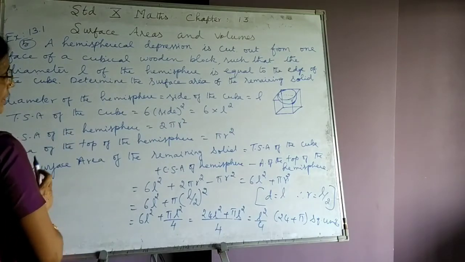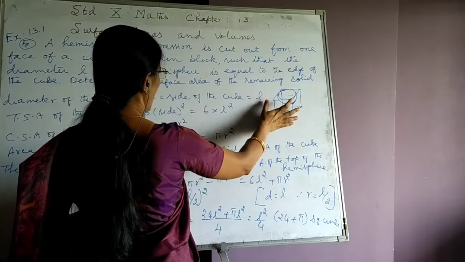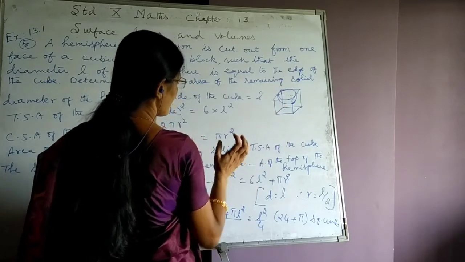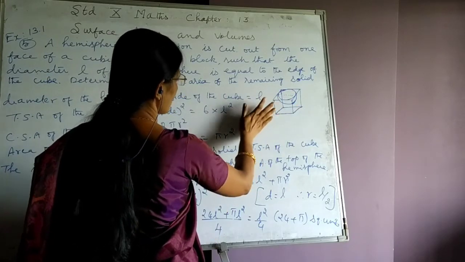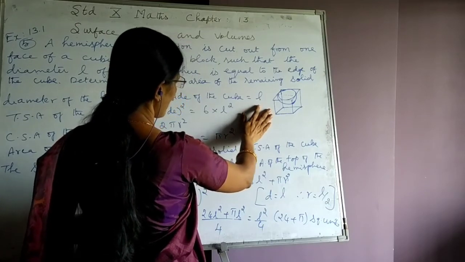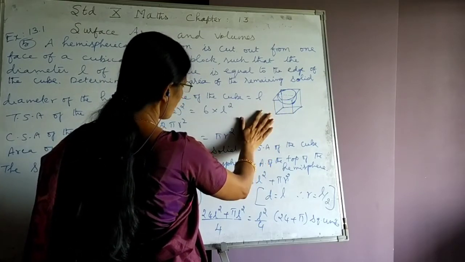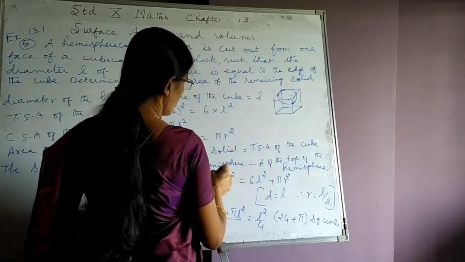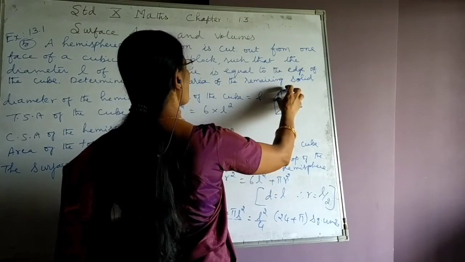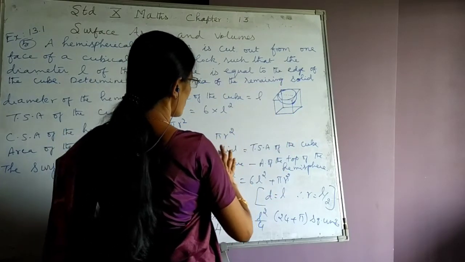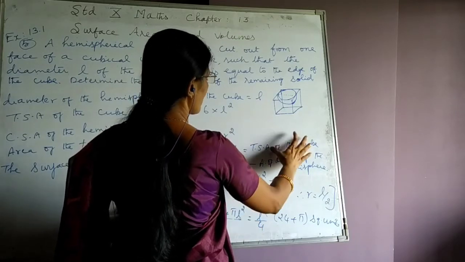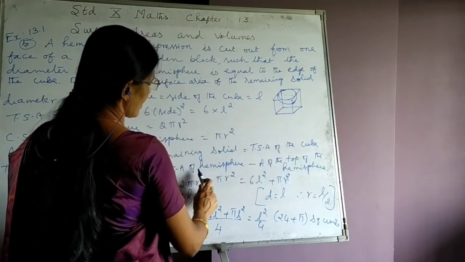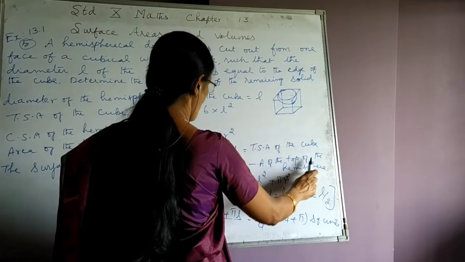Let us understand the question again. There is a cube. From the cube, a hemispherical depression is drawn. The question is to find out the surface area of the remaining solid. Which areas are seen when we make this hemispherical depression? The area we could see is the surface area of the cube, which is 6L square, plus this area of the hemisphere, which is 2 pi r square, and from this area of the cube, this pi r square should be removed because it is already included in the TSA of the cube. Therefore, it is TSA of the cube plus CSA of the hemisphere minus area of the top of the hemisphere.